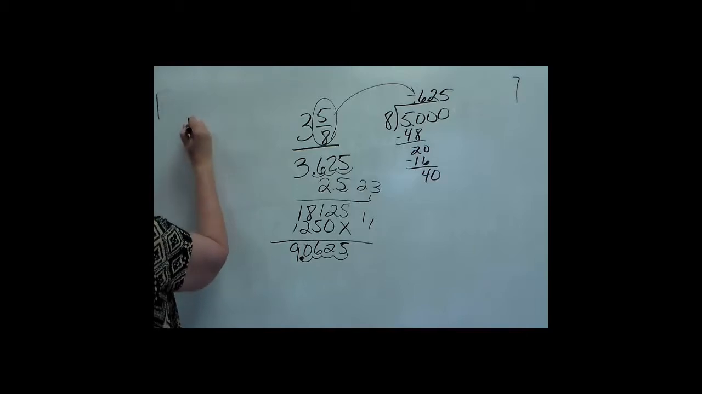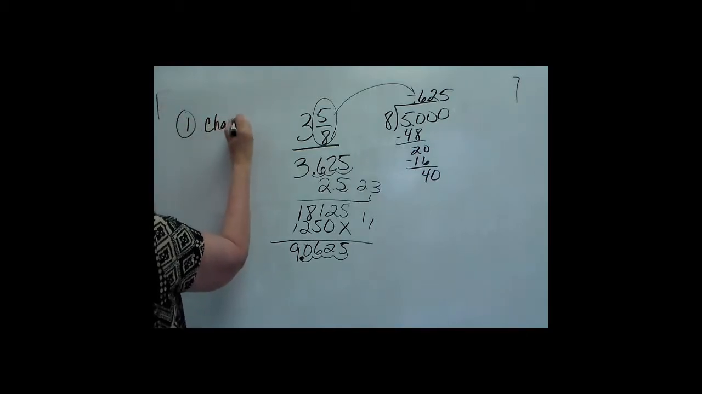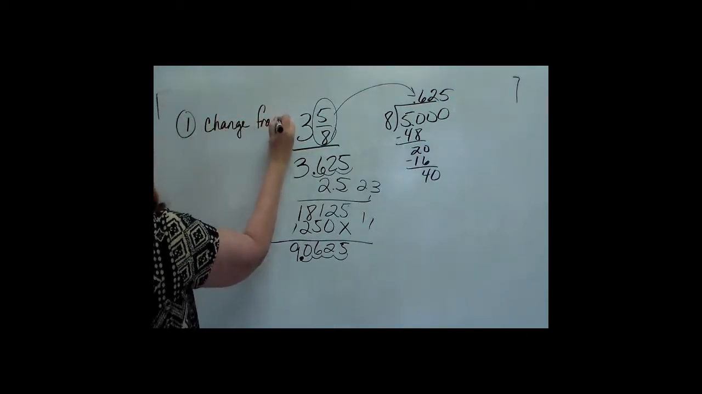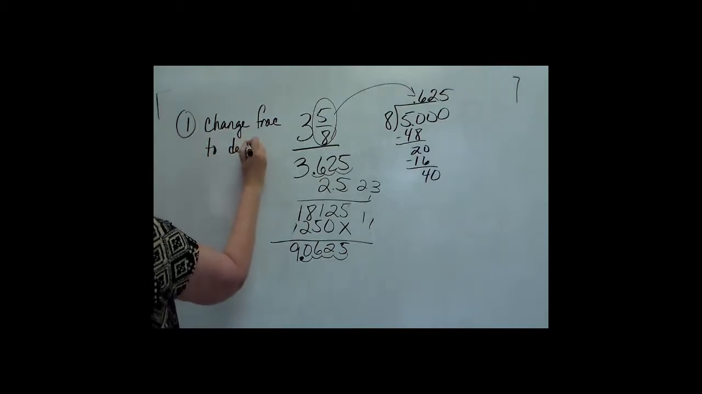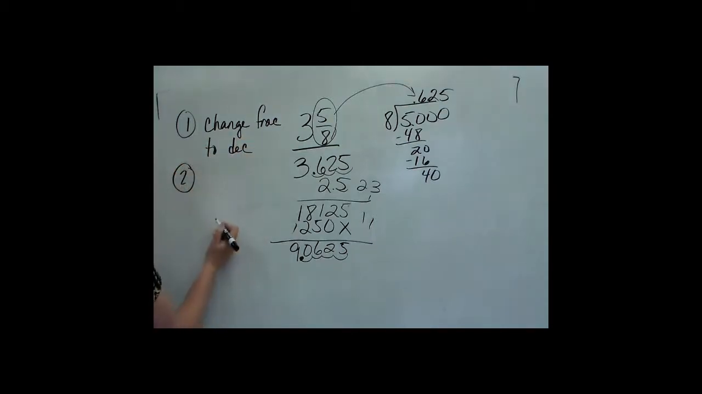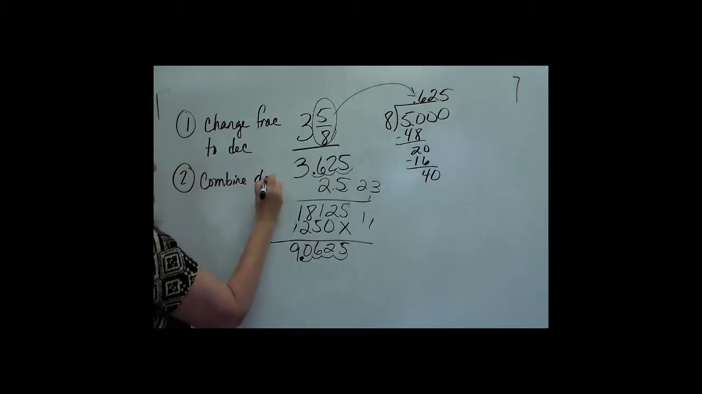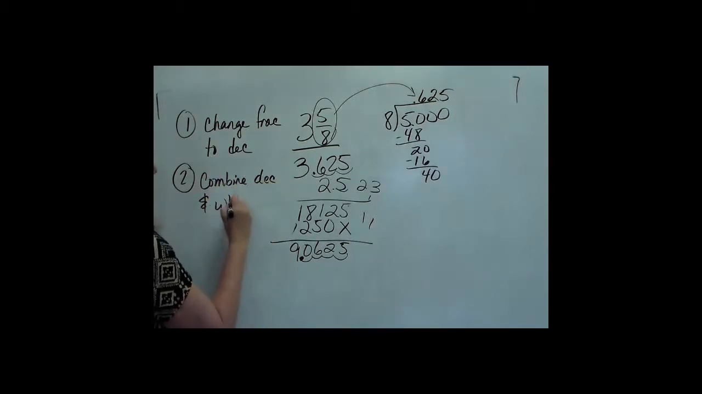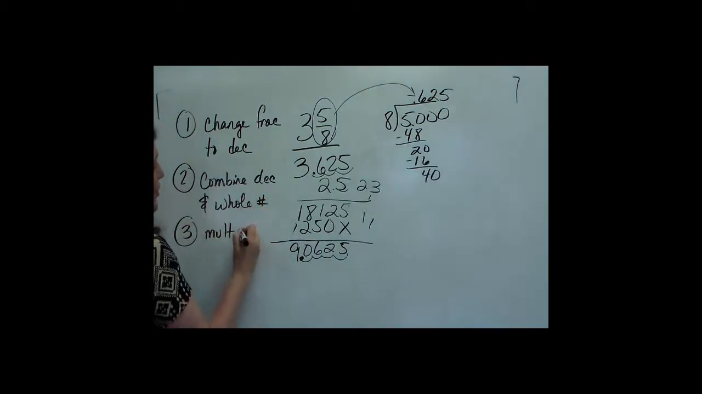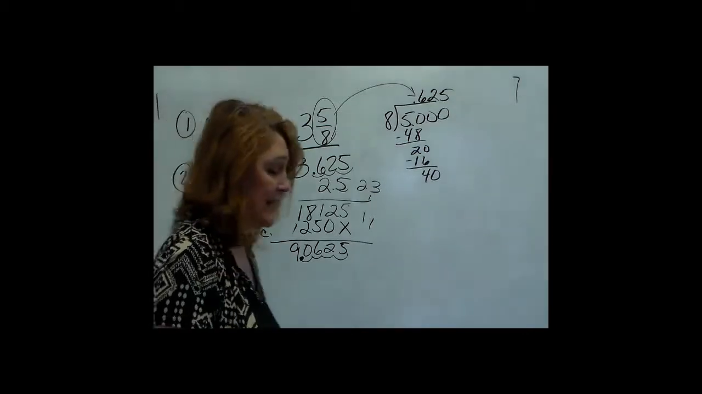So step 1 for this is change your fraction to a decimal. Step 2 is combine decimal and whole number. And then step 3 is multiply your decimals, or whatever the operation is. It could be adding, it could be anything.